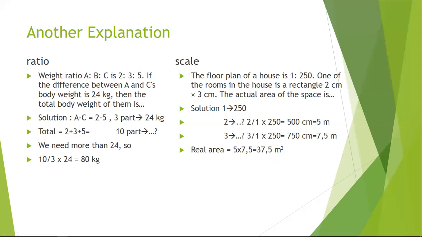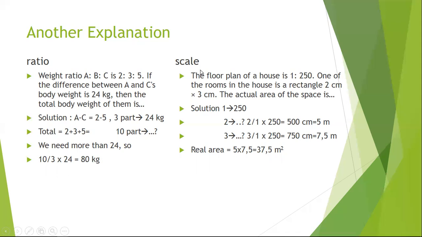It looks like identical comparison. So I think it's more than 24. So we have to compare the ratio and the ratio. So 10 per 3 times 24, so 80 kg. It can go anywhere. If they are asking about B only, you can compare it like, B is 3 parts, so 24 kg as well. We can go to A, that is 2. We can go to C as well, 5. So it can go anywhere.